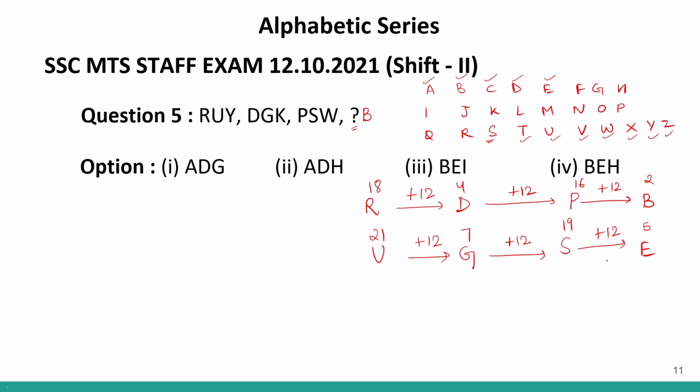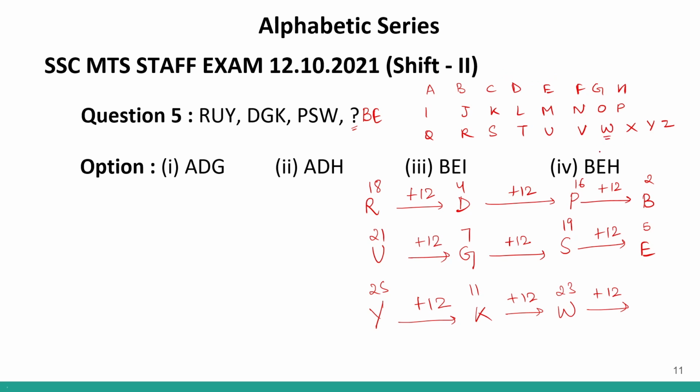Clear? Now let us look at the third one, which is Y, K and W. So Y is 25, K is 11 and W is how much? W is 23. So clearly plus 12 over here, correct? And over here we have minus 14, correct? And now we know that minus 14 can be written as plus 12. So now we will do plus 12 to continue with the series. I will get 35. Do we have a 35? No, we have only till 26. So from W, if I have to go plus 12 from W.